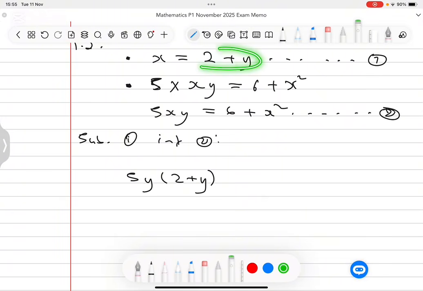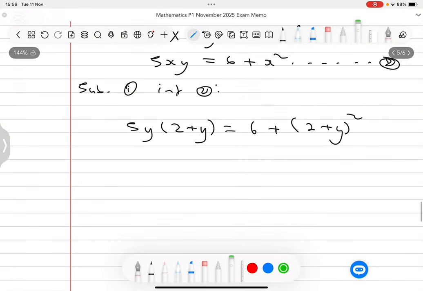What have I done here? I've taken this equation 1, which is 2 plus y, and substituted that into the x. There it is, and I'm having the y there. And we're saying this is equal to 6 plus, now here we're going to have 2 plus y all squared. Again, I'm substituting this whole thing in the place of x. And from here we can then simplify this. Obviously, when you multiply these two, you can see that you're getting here a 10y. Then if you multiply these two, I'm getting 5y squared, not x. And this is equal to 6.